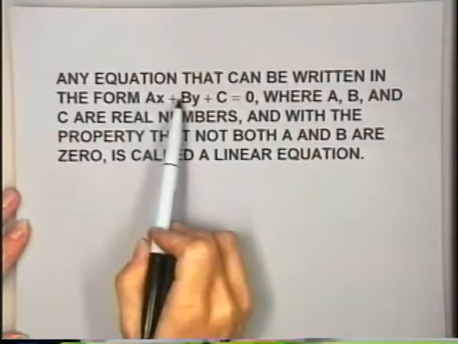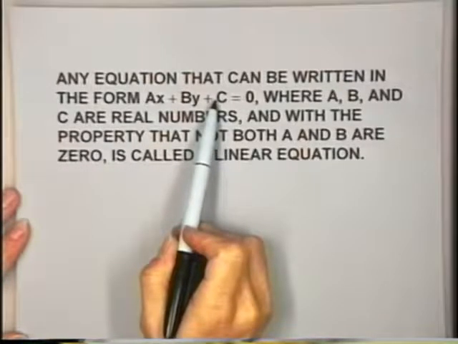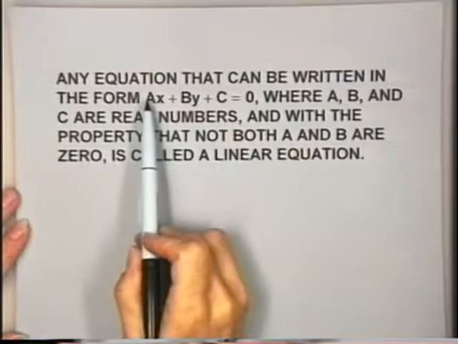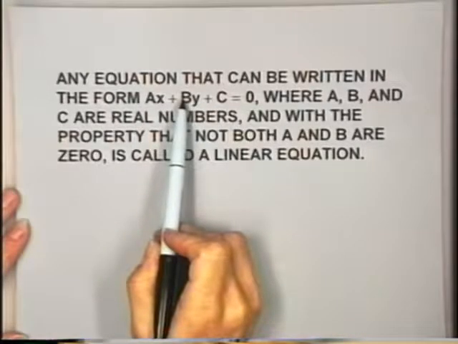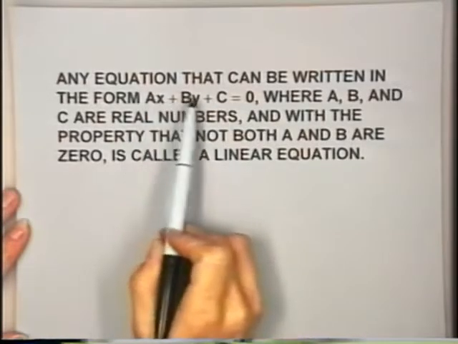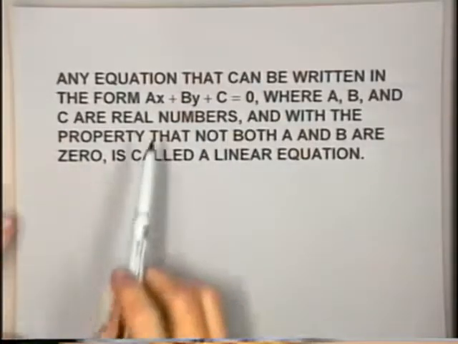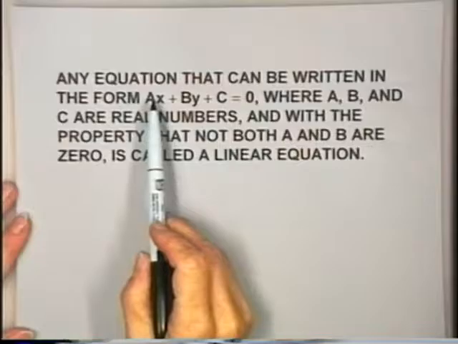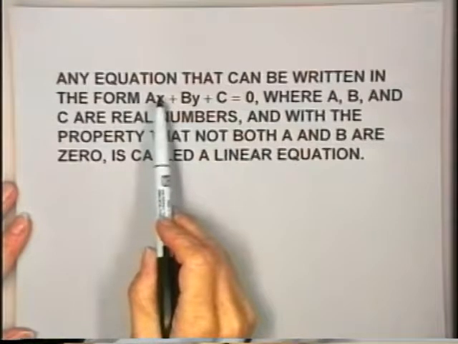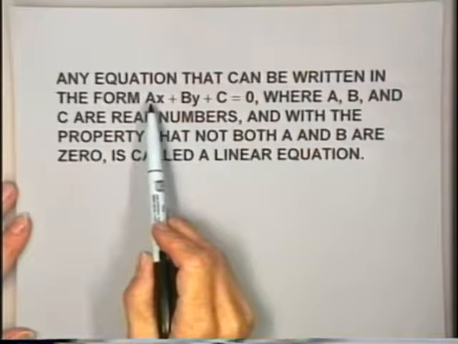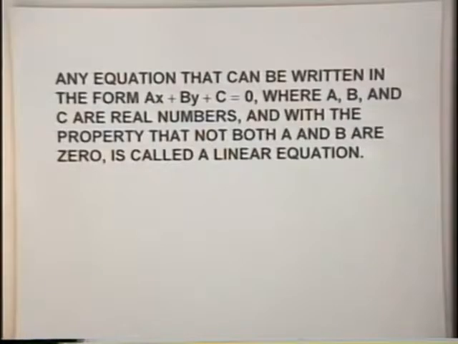Recall, of course, that a, b, and c are just numbers, and we want to be sure that a and b are not both zeros, otherwise we would not have any variables in this equation. But do recall that there are instances where the a might be 0, this term would be missing, and our linear equation would only contain the variable y, or vice versa.